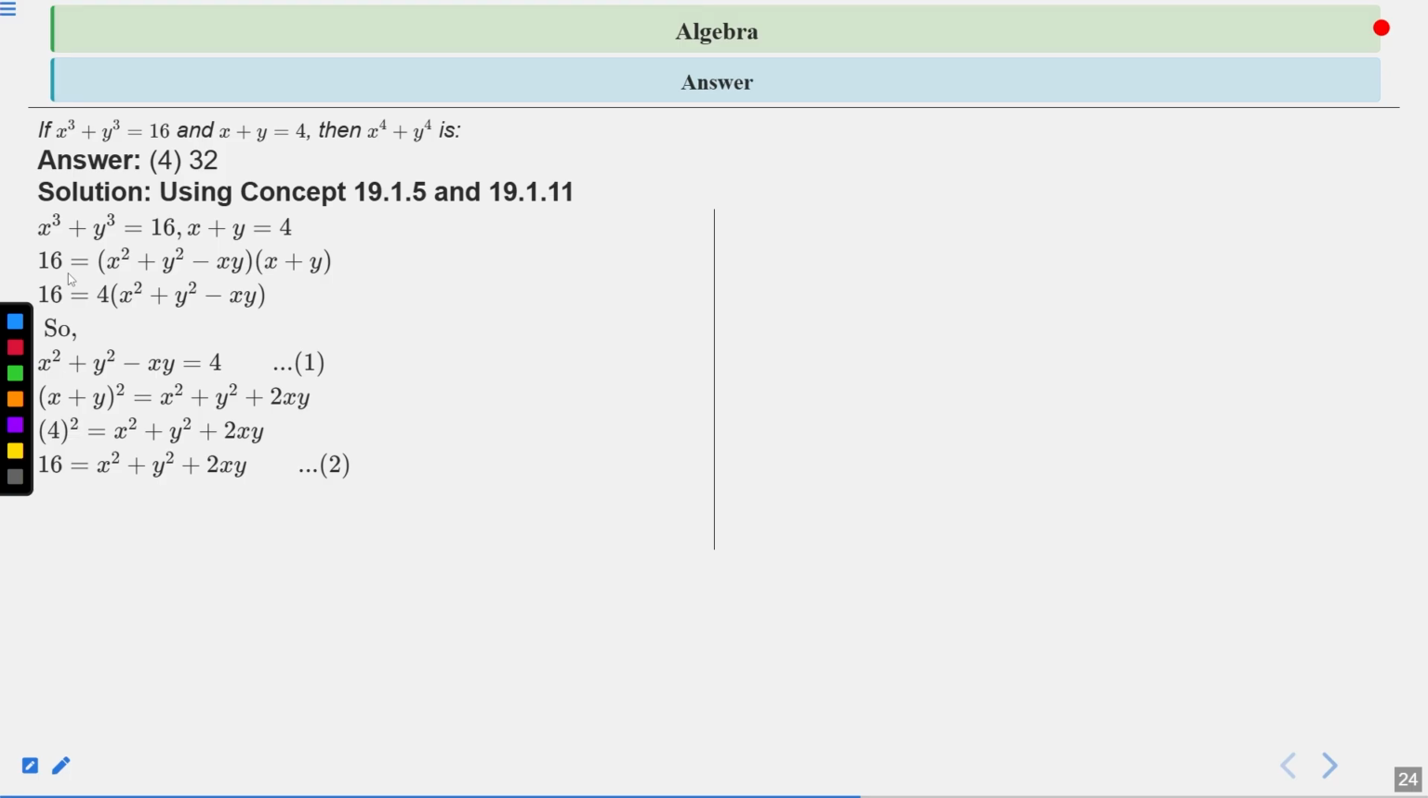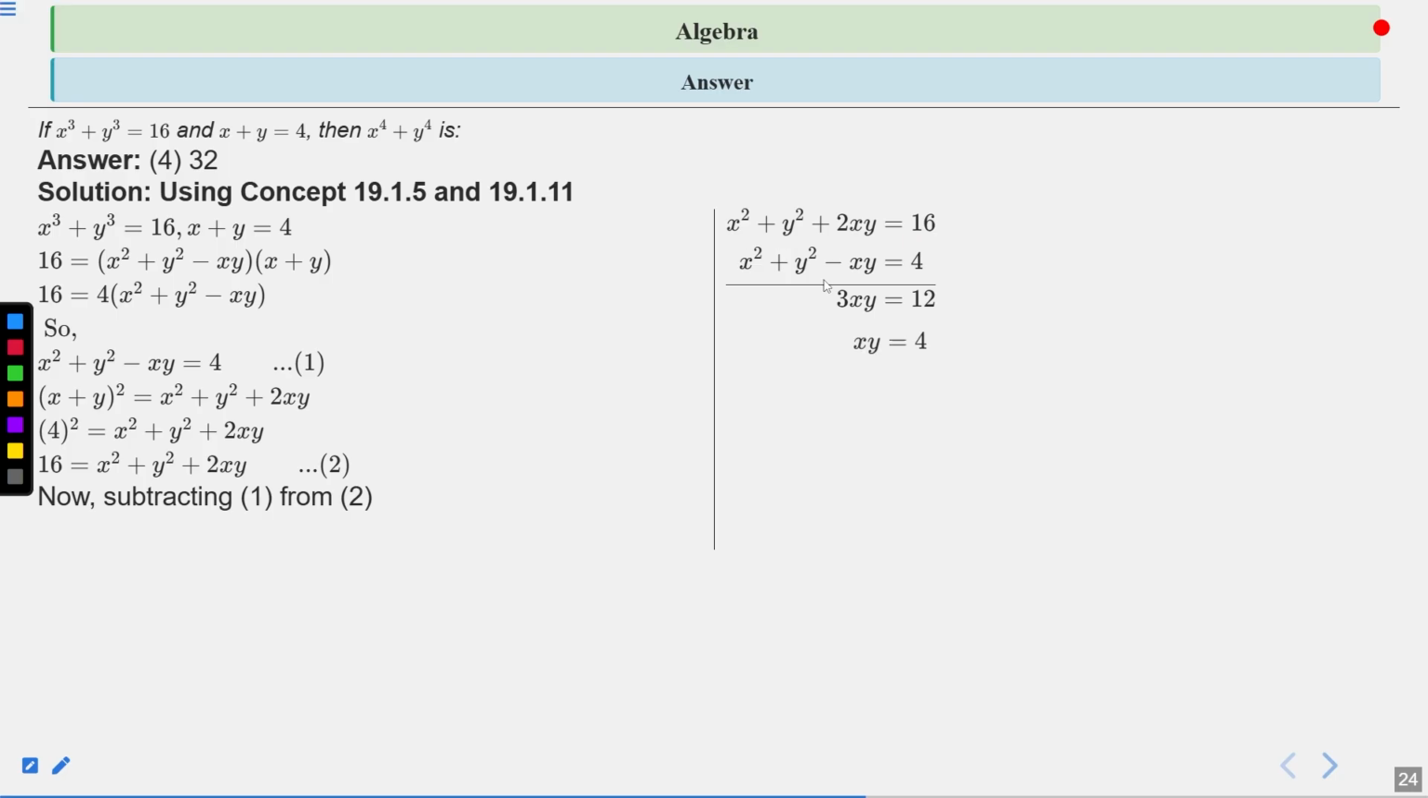Now we have two equations: x² + y² − xy equals 4, this is our equation 1, and equation second says that 16 equals x² + y² + 2xy. So now subtracting equation 1 from equation 2, we get x² + y² + 2xy equals 16, and subtracting x² + y² − xy equals 4. When we subtract, the sign will be changed. So this will become minus, this will become minus, this will become plus, and this will become minus. So what do we get? We get 3xy equals 12.